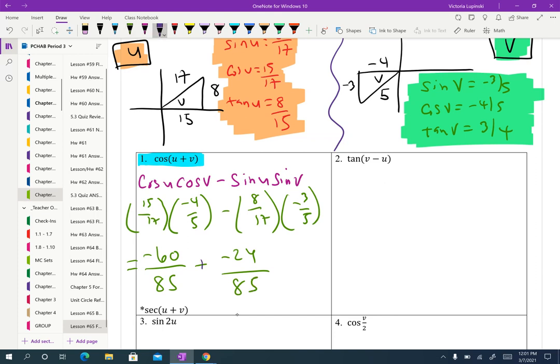Notice that you have minus a negative, so of course that turns into an addition. So negative 60 plus 24 is negative 36 all over 85. If you could reduce that fraction, you certainly would, but you can't, so you're done.